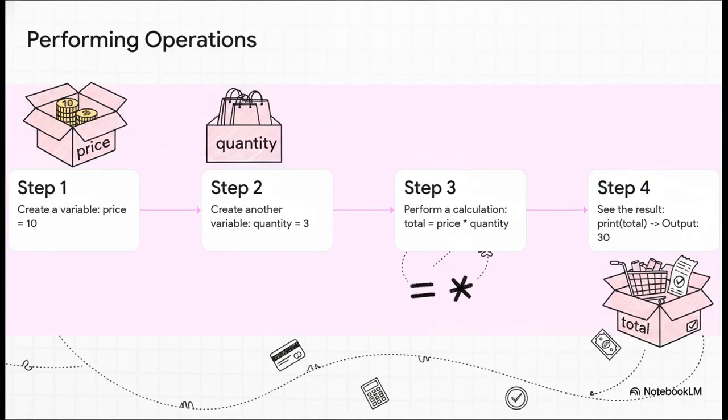And this is a perfect example of variables in action. Look, we're not just working with the numbers 10 and 3. We're storing them in labeled boxes called price and quantity. Then, we do a little math and store the result in a new box called total. This is exactly how real-world apps work, whether they're calculating your shopping cart total or managing a bank balance.